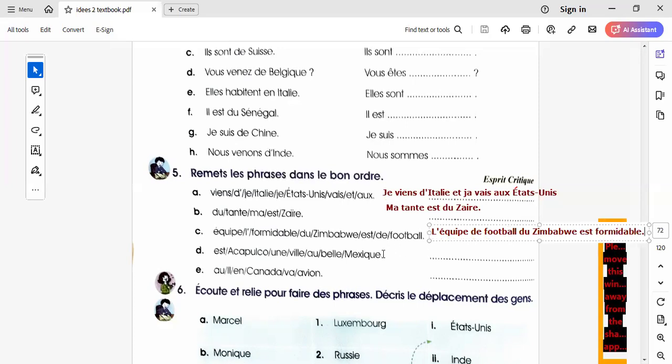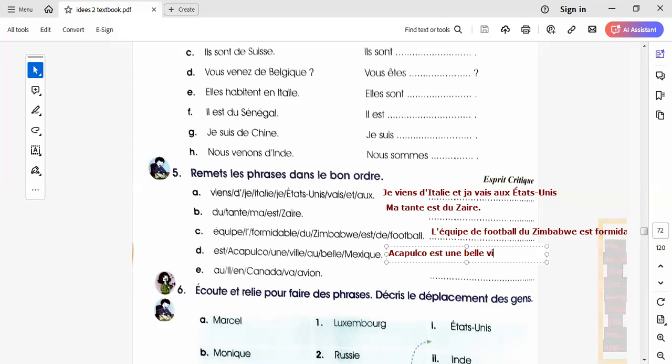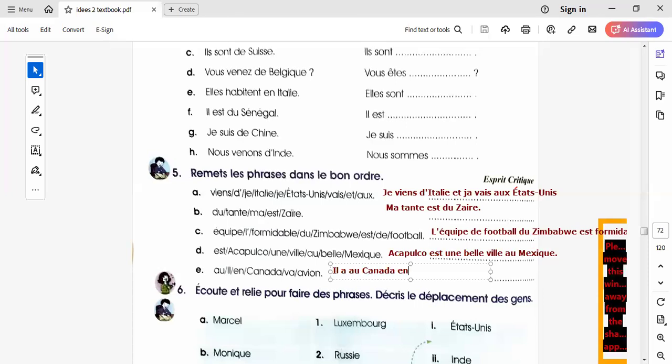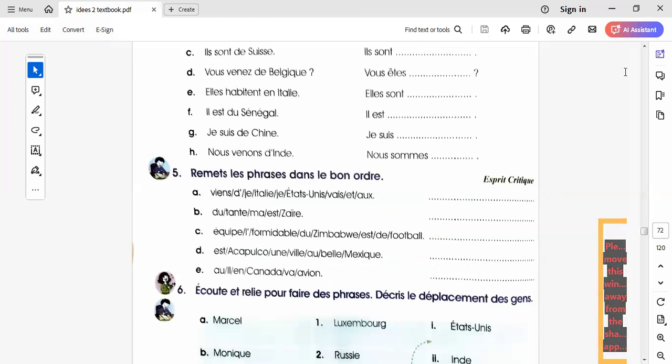Next is Acapulco est une belle ville au Mexique. Acapulco is a beautiful city of Mexico. And last is il va au Canada en avion. So these are the sentences. Let's move on to the next. Let's see what we have.